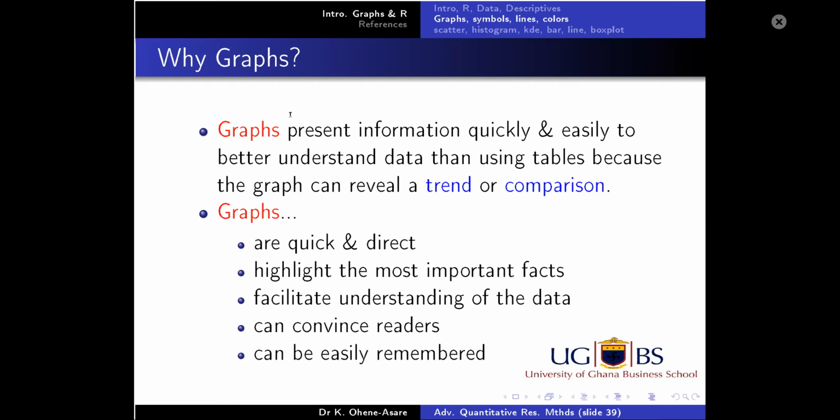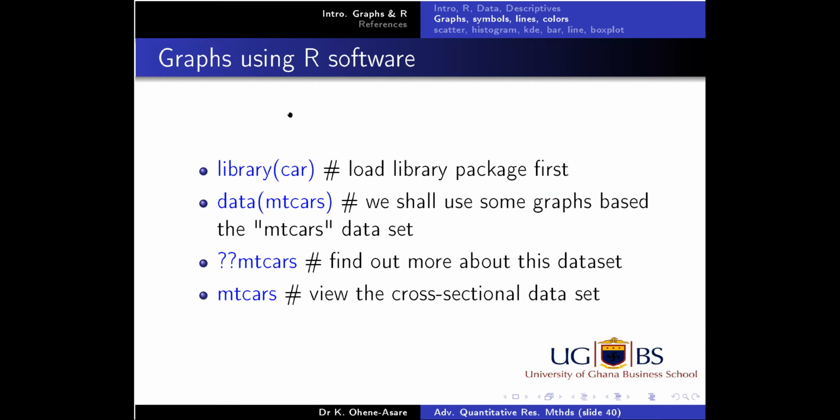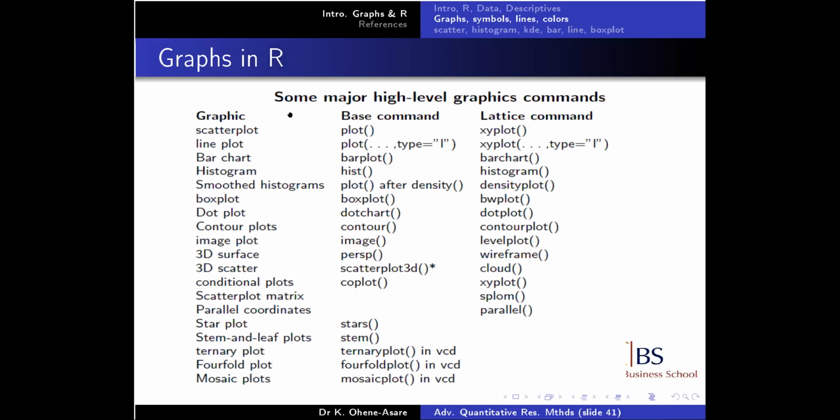Graphs are quick. They highlight the most important fact. They can convince the reader, and they can be easily remembered. So graphs are very important, and it is very important to understand graphing in such research. Now, there are several graphs: scatter plots, line plots, histograms, smooth plots, dot plot, contour plot, image, 3D surface, 3D scatter, conditional plot, parallel coordinate, star plot, stem and leaf plot, fourfold plot, mosaic plot, and so many of them.